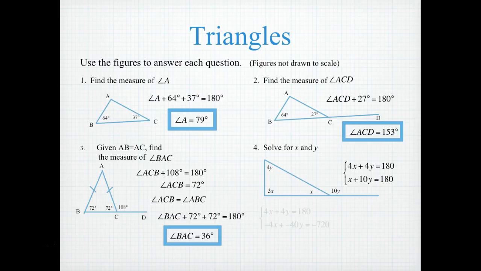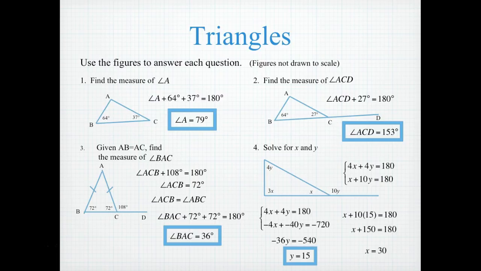Now to solve this system, we're going to use elimination. So we multiply the second equation by -4. Solving for y gives me a value of 15 degrees. Now that we've isolated y, we need to find the value of x. Substituting y equals 15 back into my original second equation, I get 10 times 15 is 150, which leaves me with a value of x at 30 degrees. So x was 30 degrees and y is 15 degrees.